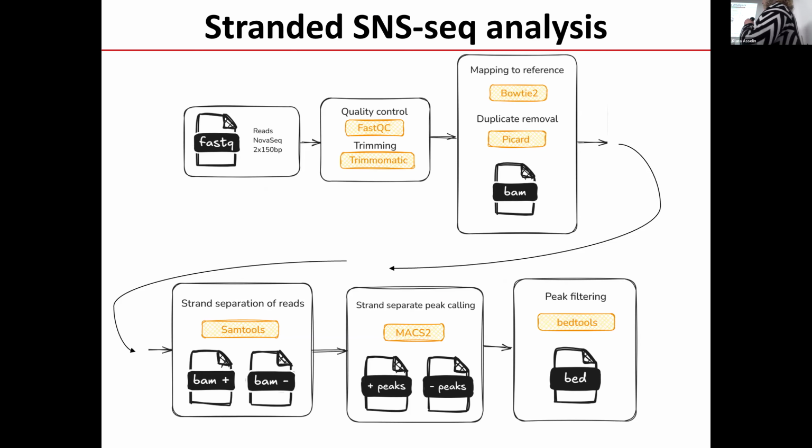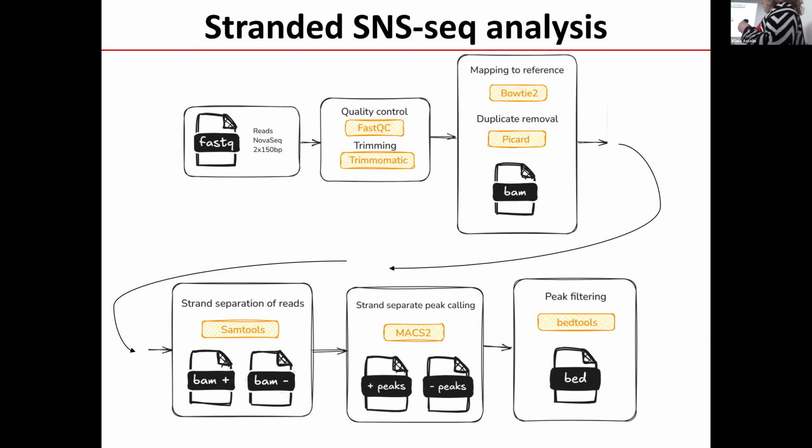So here's the overview of the analysis pipeline. Starting with the raw sequencing reads, we have first basic quality control and trimming, adapter trimming and quality trimming step. We then map the reads to the reference genome with Bowtie. Duplicates are removed with Picard.